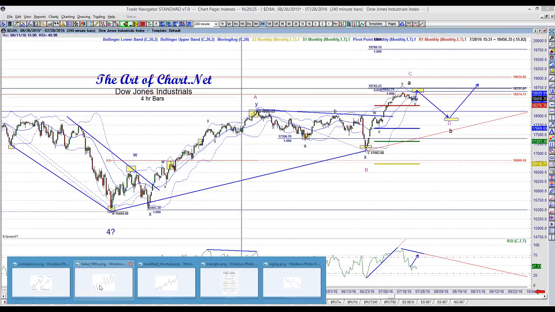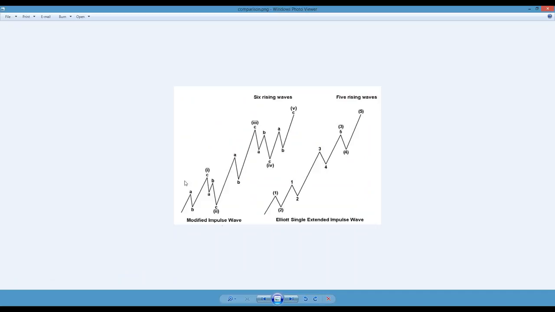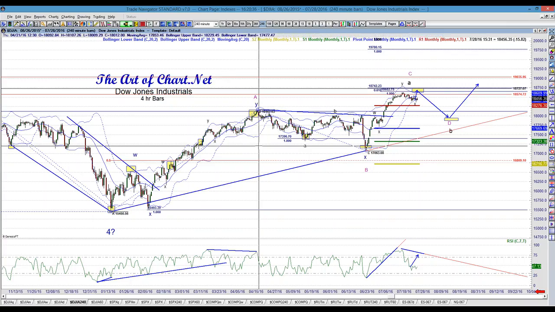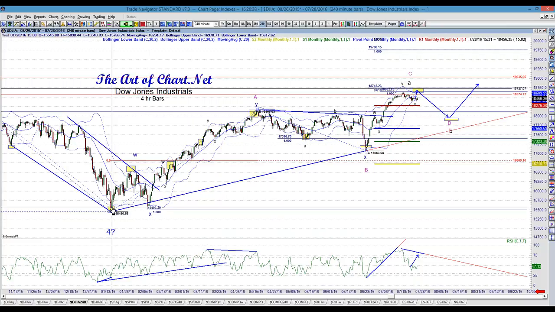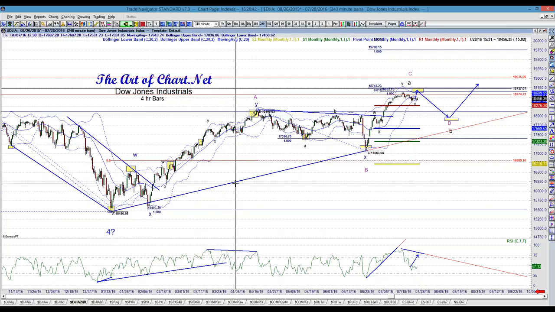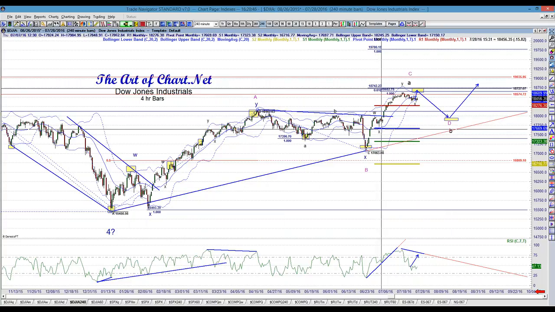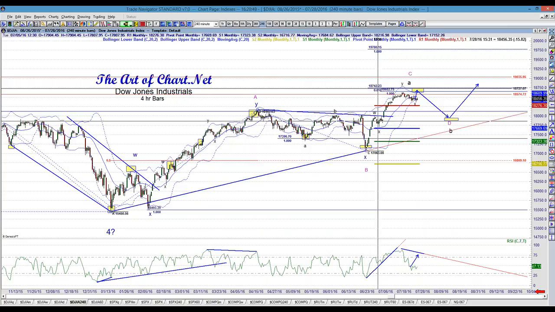Let me go back to the drawing because you'll see it immediately, okay? An ABC with a pullback into the previous degree AB, okay? And that's very, very common. It happens a lot, okay? So if you look at the market here in terms of the pullback, this pullback here, I'm expecting it to go into the previous degree WX right into here. Okay.